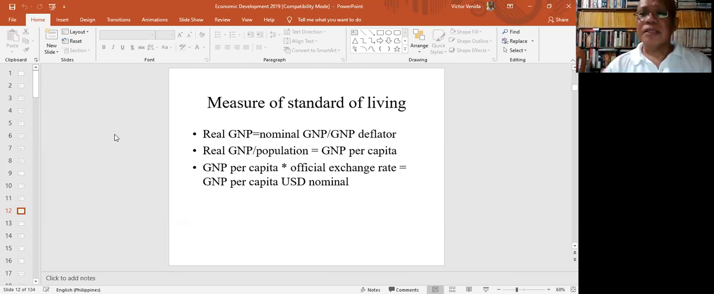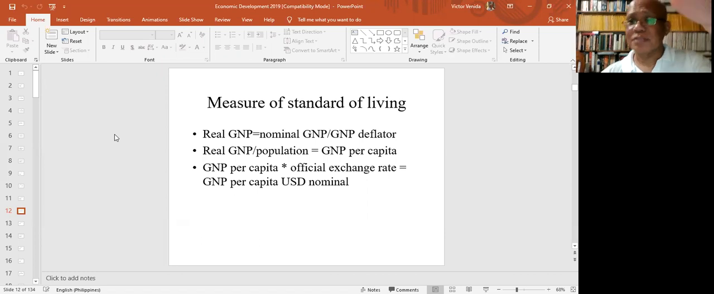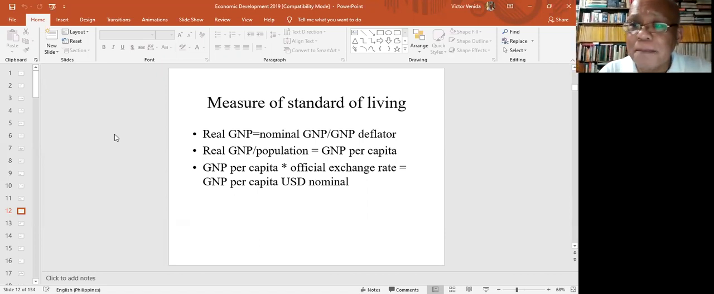And when converted to its US dollar value, then you now have GNP data for all countries. So you can now make comparisons across countries. But if the conversion involves the use of what is called the official exchange rate, then that is what's called the GNP at US dollar nominal. It uses the official exchange rate.